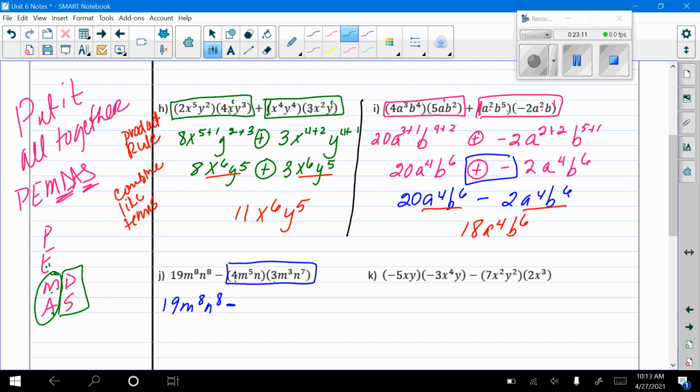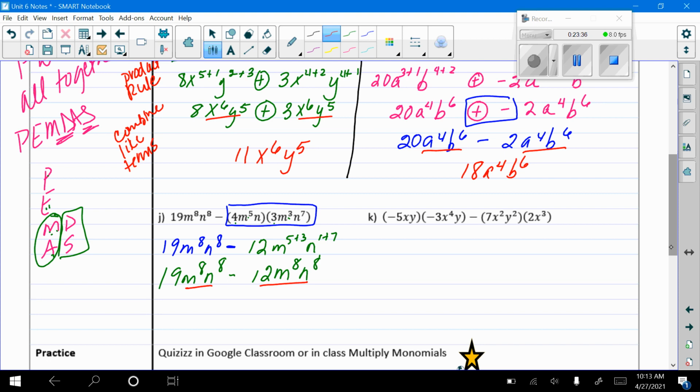4 times 3 is 12. I've got 5 and 3, so 5 plus 3. And n is 1 plus 7. So I have 12 m to the 8, n to the 8. And here I'm 19 m to the 8, n to the 8. Validate that they are like terms. And 19 of them take away 12 of them gives me 7 m to the 8, n to the 8.